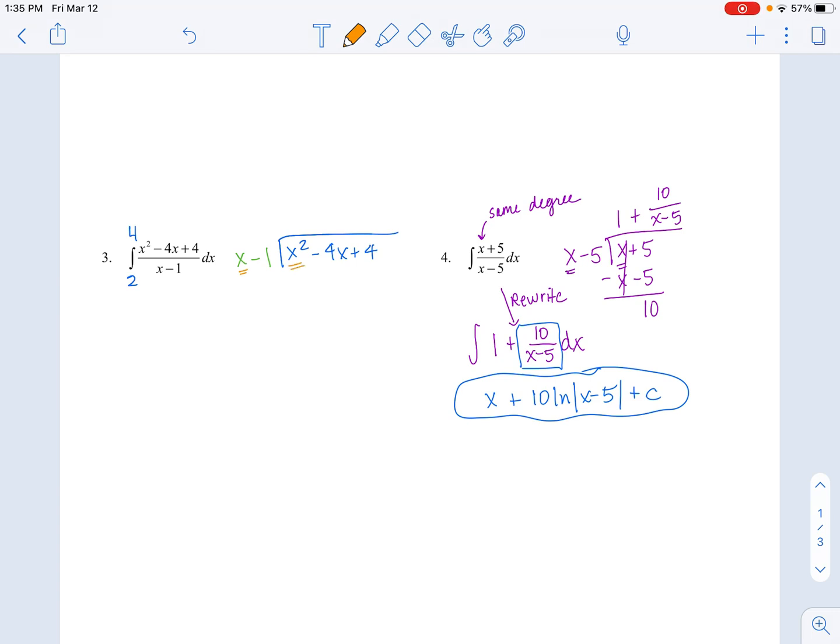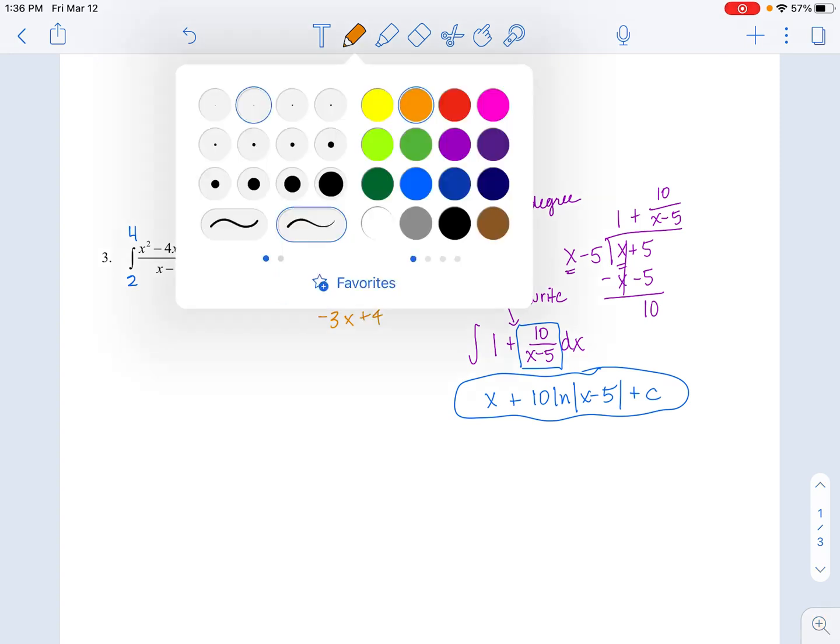So when I figure out how many times x goes into x squared, that's going to be x times, and then I'm going to multiply orange times the green and write it underneath. So that's x times x is x squared, and then x times negative 1 is negative x, and then subtract. Those cancel. Negative 4 minus negative 1x is like negative 4 plus 1, of course, so that's negative 3x, and then carry down the plus 4.